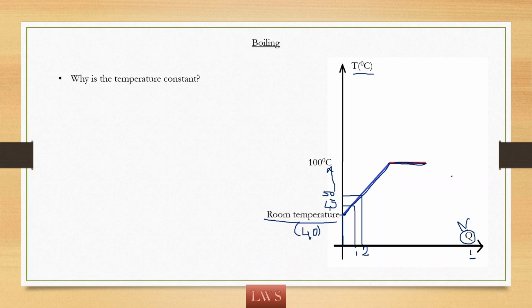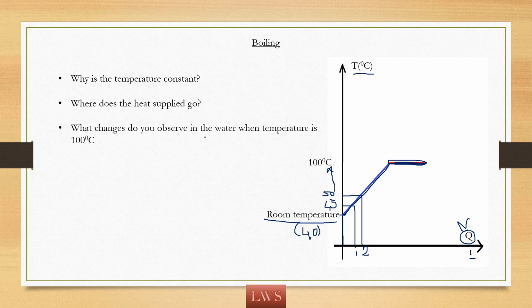But why is this temperature constant here? Even though we are supplying the heat energy, why is the temperature not changing? Where does the heat supplied go? What changes do you observe in the water when the temperature is 100 degrees Celsius? Now, we can observe that when the temperature of the water reaches 100 degrees, some bubbles are coming out of the water. Water starts bubbling.